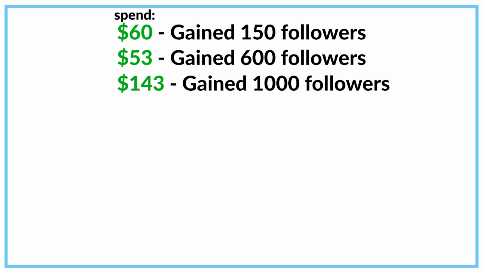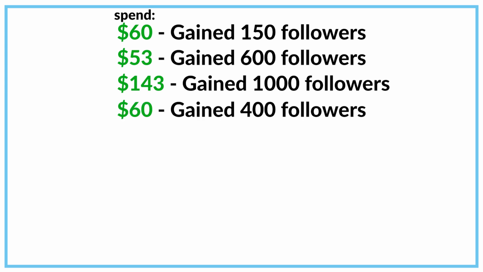Then I spent another $60 on the same account that I spent this money on in the first promotion. On the first one I only gained 150 followers, but this time I spent $60 on that same account and we totaled 400 followers. So what I basically did was just switch up the promotion, and you see just switching up the campaign, switching up the picture for the promo gained me another 250 followers compared to the first campaign.